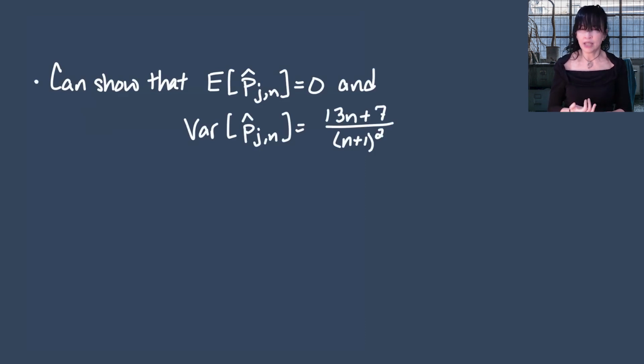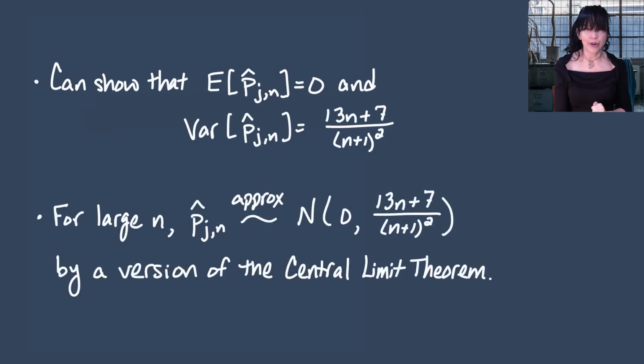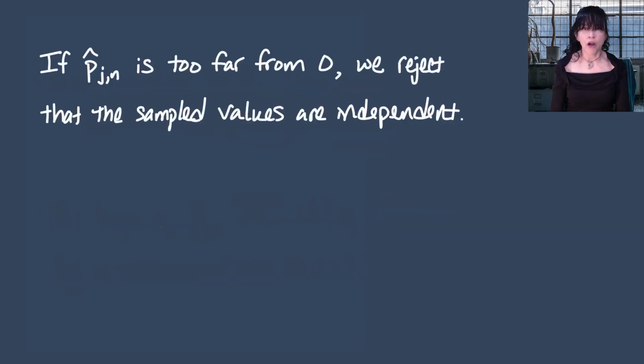The expected value is 0, and the variance is (13n + 7) over 180 (n + 1) squared, obviously. With that, I can claim that I'm using a version of the central limit theorem to say that for large n, the estimated lag J autocorrelation is approximately normally distributed with mean 0 and variance (13n + 7) over 180 (n + 1) squared, by, again, a version of the central limit theorem. Now, if the estimator is too far from 0, we're going to reject the idea that the sampled values are independent.